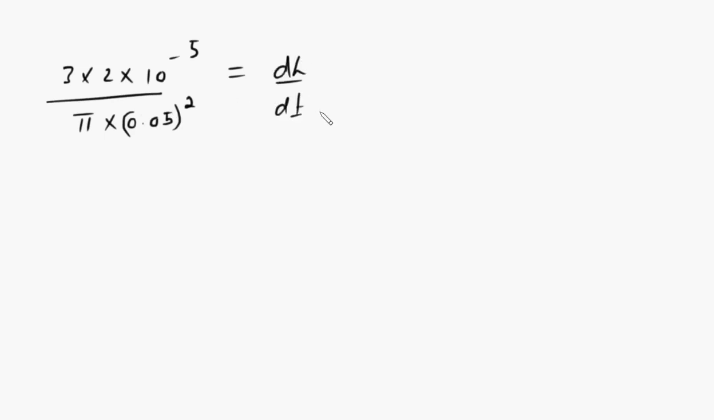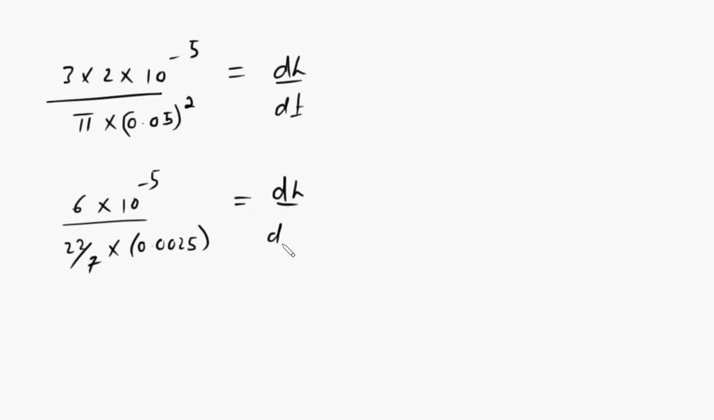Nimegawanya, okay, pande zote. So kwa juu itakuwa ni 6 times 10 power negative 5. So pi is just 22 over 7. When I square this one, I get 0.0025, okay? It's equal to dh over dt. So it's just going to be 7 times 6 times 10 power negative 5 over 22 times, this one is 2.5 times 10 power negative 3.